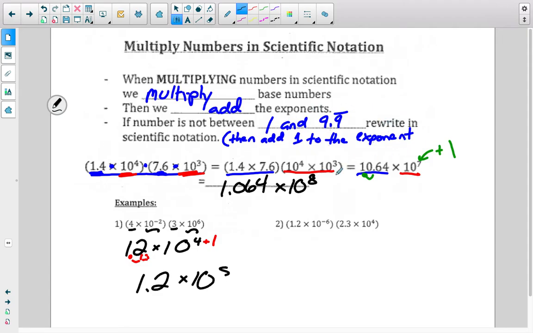Now this adding 1, this having to move the decimal point, is not going to always happen. Let's try the second example. When you take 1.2 times 2.3, so multiplying these numbers out in front together, you get 2.76. Hey, that's okay. That's the way we want our decimal to look in scientific notation. Times 10 to the, what power? Take negative 6 and add it with 4. So we get negative 2. Bada bing, bada boom.